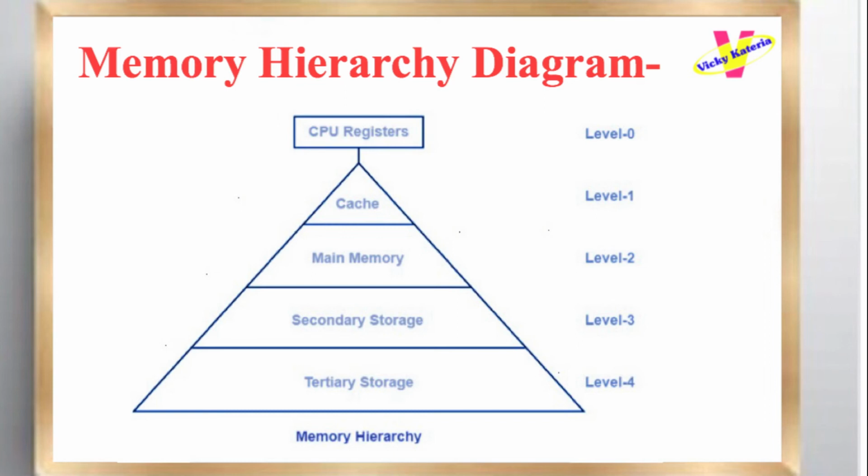Level 4. At level 4, tertiary storage devices like magnetic tape are present. They are used to store removable files. They are cheapest and largest in size, 1 to 20 terabytes.